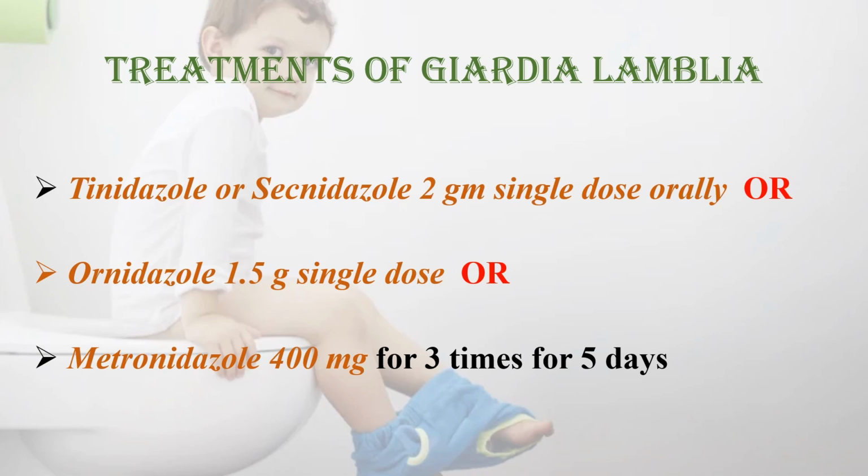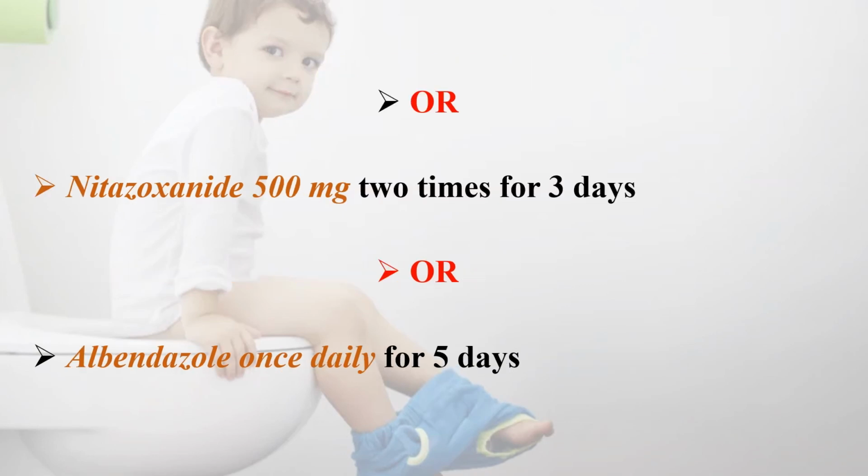First one, treatment of Giardia lamblia: tinidazole or secnidazole 2 gram single dose orally, or you can use ornidazole 1.5 gram single dose orally. Otherwise, you can use metronidazole 400 mg 3 times for 5 days. Other choices are nitazoxanide 500 mg 2 times for 3 days and albendazole once daily for 5 days.